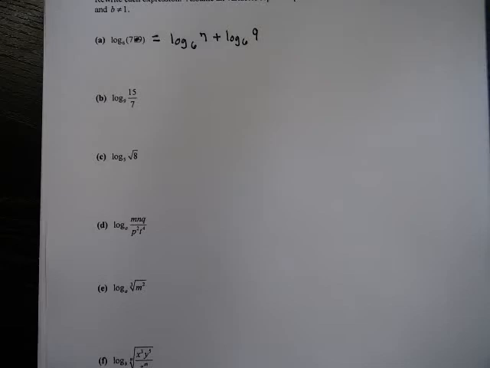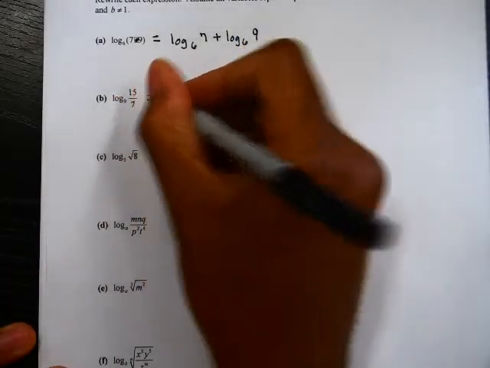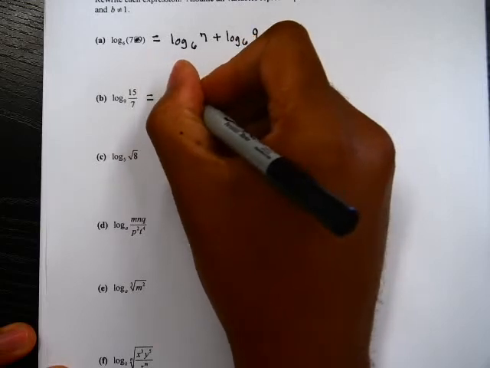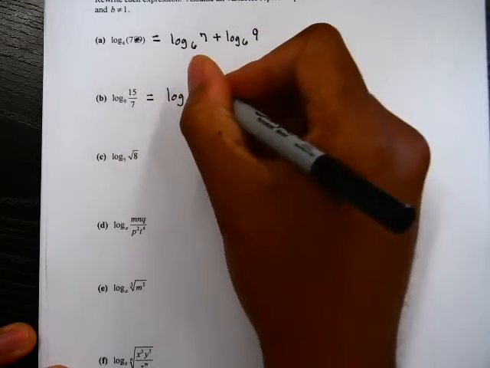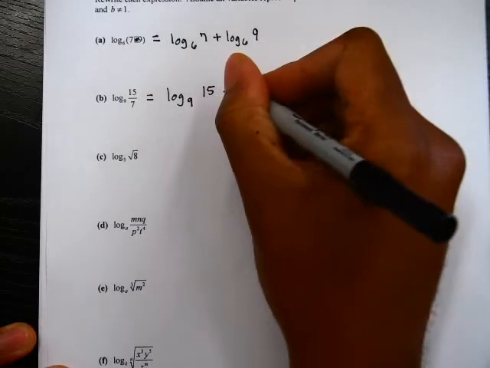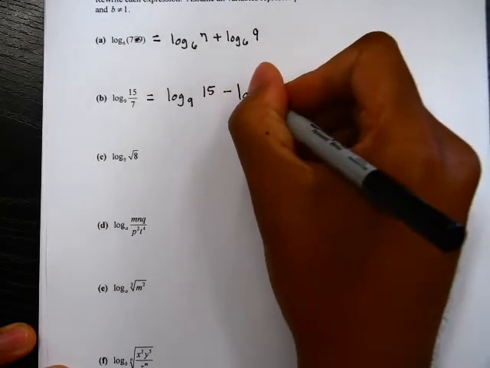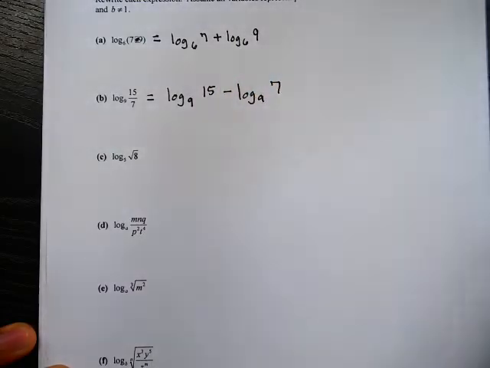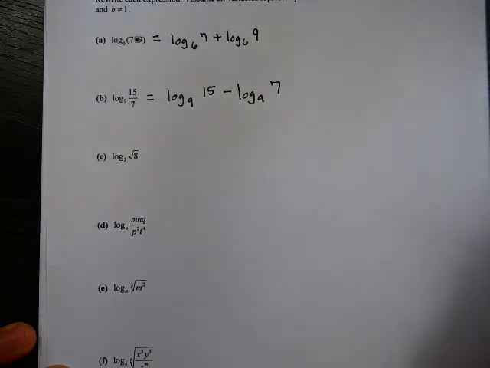For B, log base 9 of 15 over 7, I can rewrite this as log base 9 of 15 minus log base 9 of 7. And that is the quotient property of logarithms.